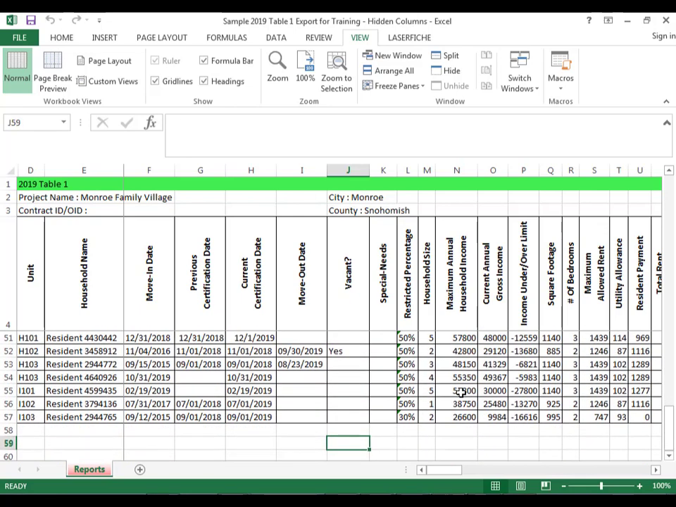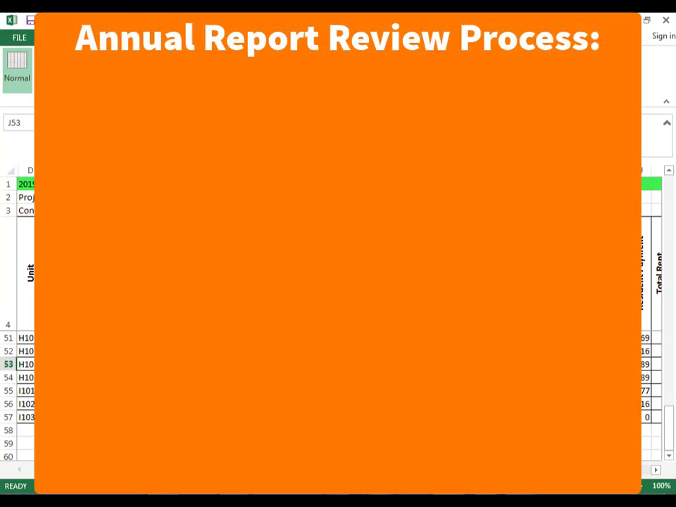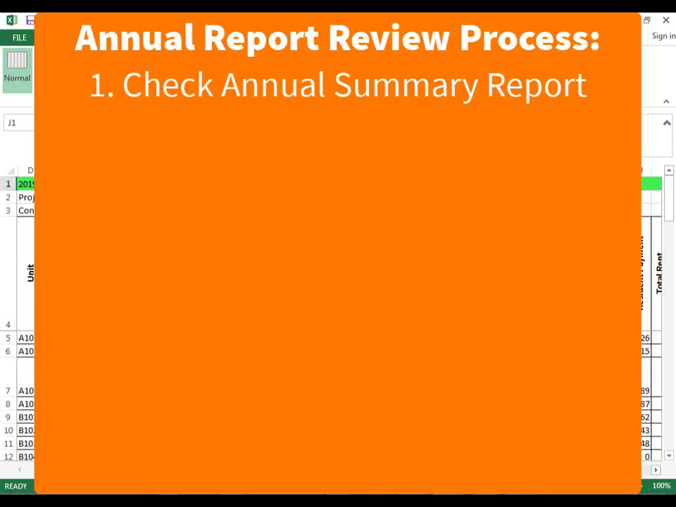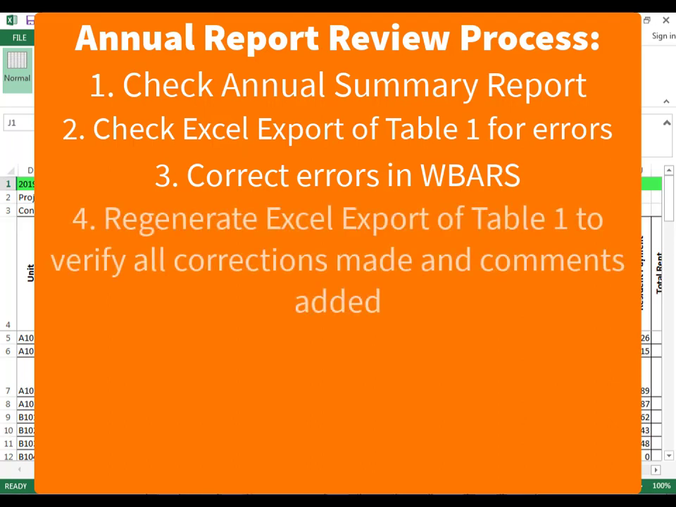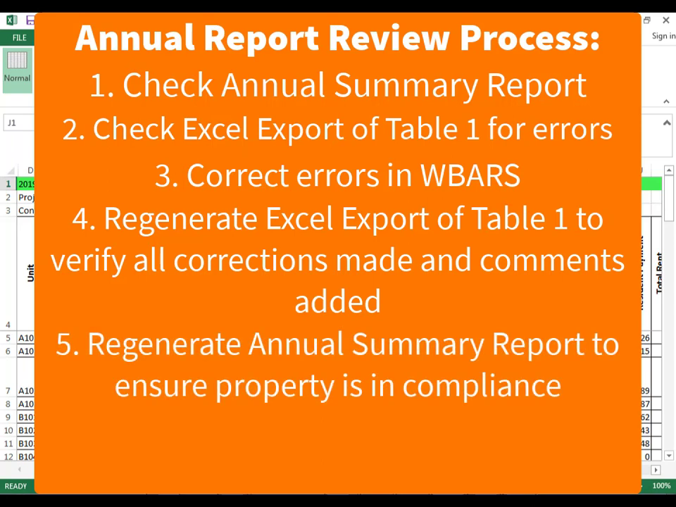Continuing down, oh, look, I'm at the bottom of my report. So at this point, what I would say is you've identified the issues, go back into WBARS, correct all the issues, then regenerate another Excel export and make sure that all of those issues that you fixed, that all of the highlights, the bolding, and the validations have either gone away or that you've entered a comment to explain it. Once your Excel export looks good, you also would want to go back and regenerate that annual summary report and see if you've taken care of the issues that were showing up there.